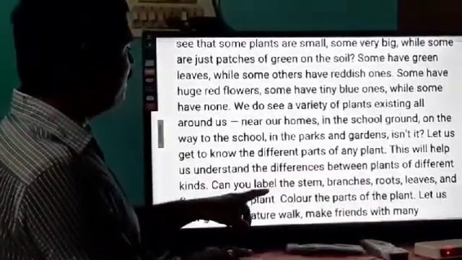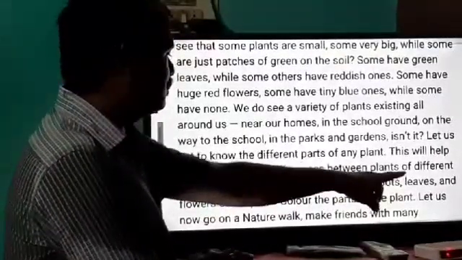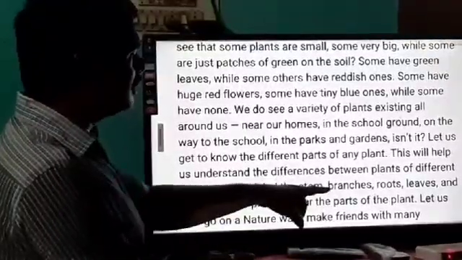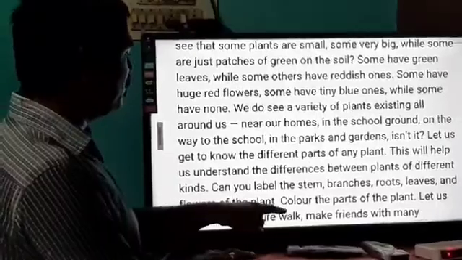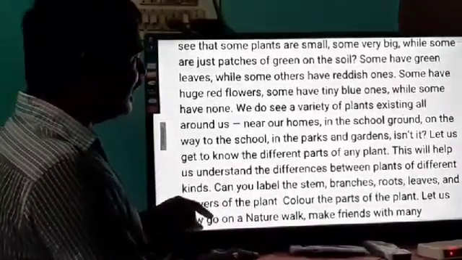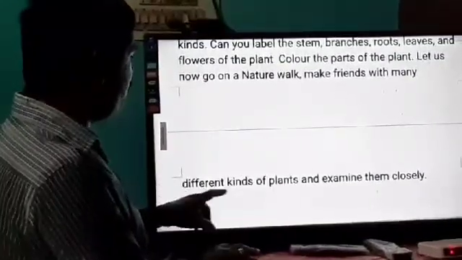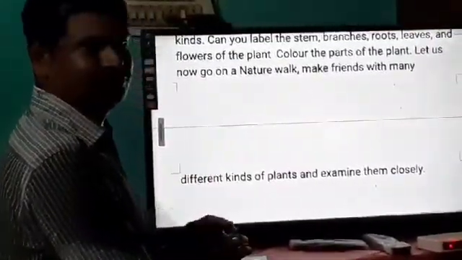Can you label the stem, branches, roots, leaves and flowers of the plant? Color the parts of the plant. Let us now go on the nature walk. Make friends with many different kinds of plants and examine them closely.